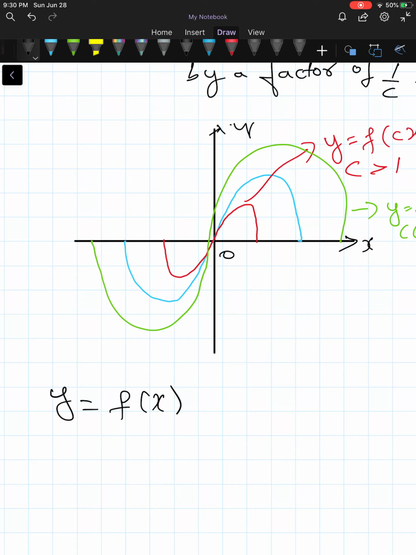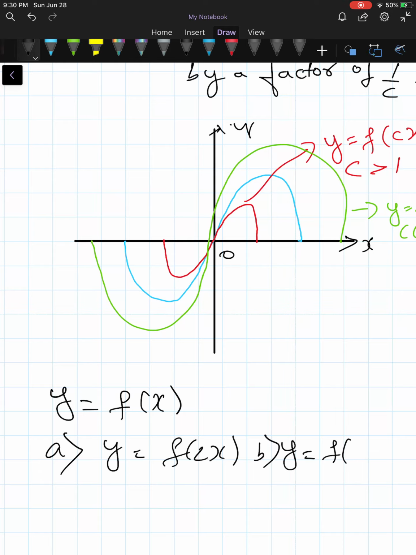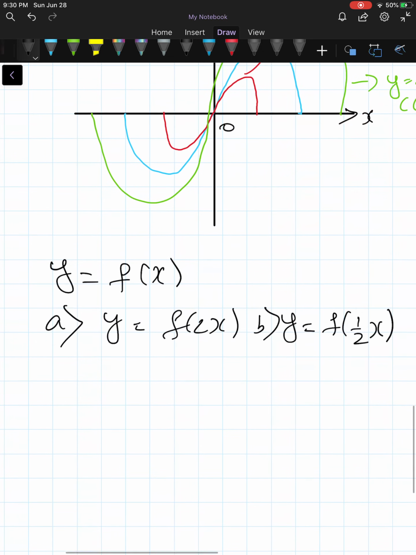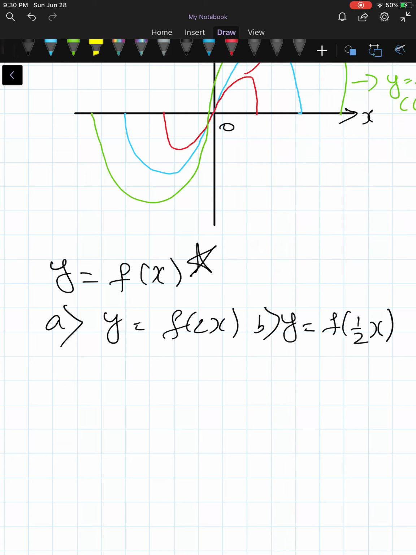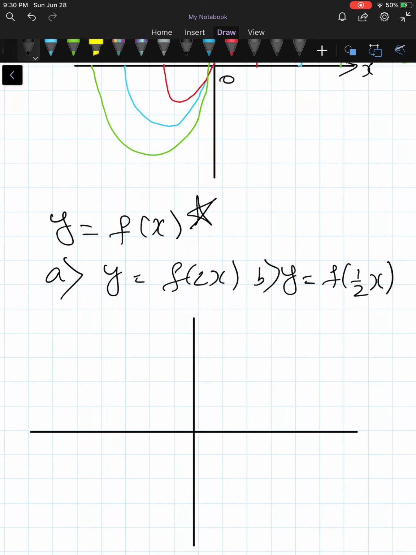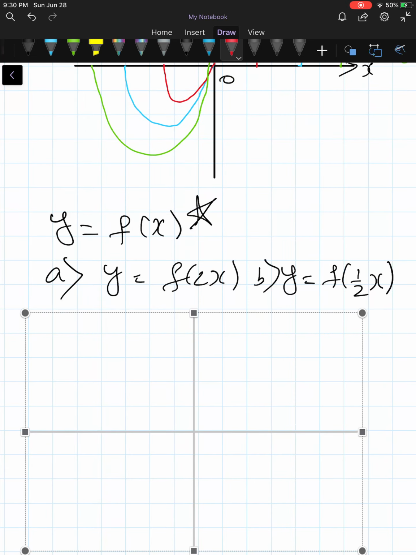This is a very general example. You are just given a function y is equal to f of x. You have to sketch these two: y is equal to f of 2x and y is equal to f of (1 over 2)x. So the given f of x, I'll name this as star. The given graph looks like this.